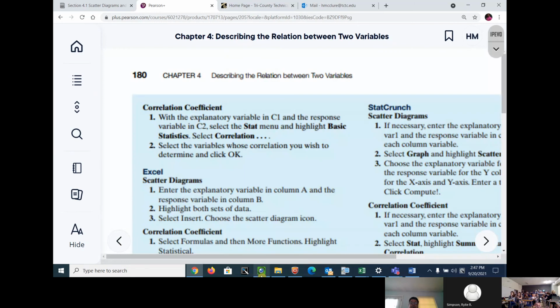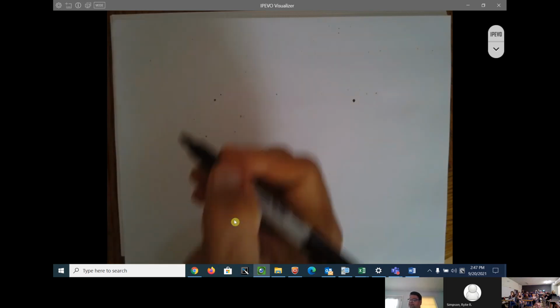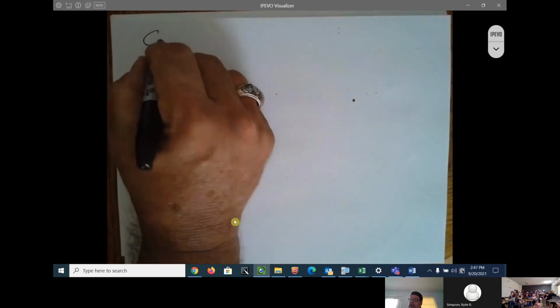4.2, causality, slope, and equations. Causality.